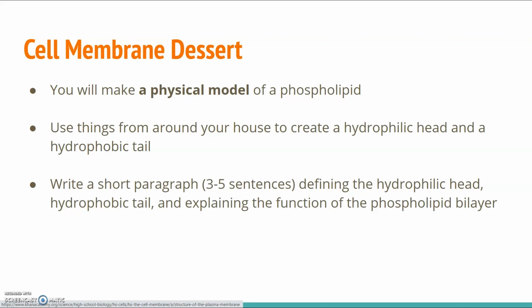Cell membrane dessert. You will make a physical model of a phospholipid. So use things around your house to create a hydrophilic head and a hydrophobic tail. And then just write me a short paragraph, 3 to 5 sentences, defining the hydrophilic head and hydrophobic tail. Explain the function of the phospholipid bilayer.